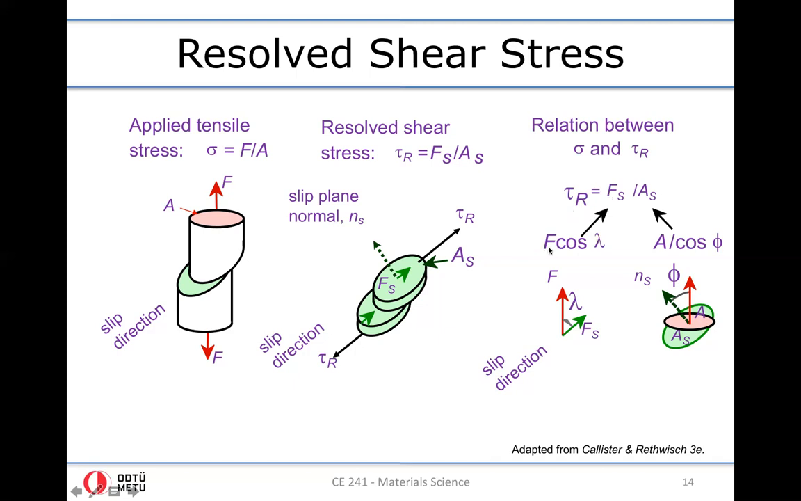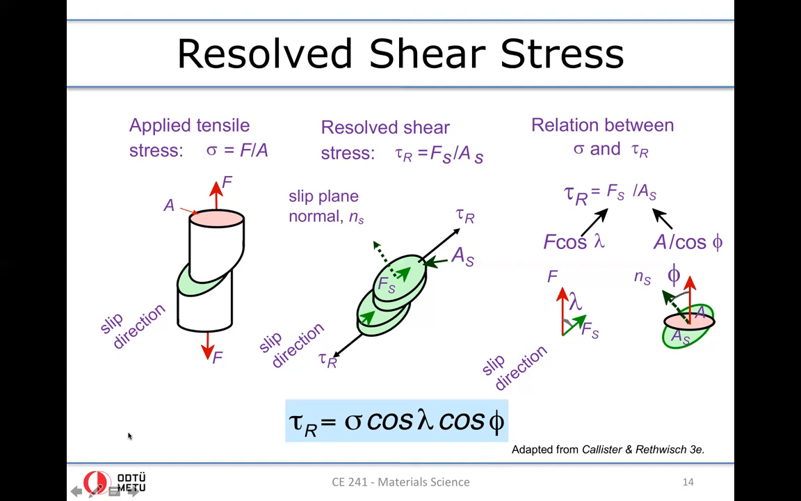So A_S is given by A over cosine phi. Fs is given by F times cosine lambda. So when you substitute this, obviously F over A is your sigma, and the cosine phi that appears in the denominator will move to the numerator, leading to a cosine phi factor here. All right, so this is what we call the resolved shear stress, and the magnitude of the stress will determine whether the slip will occur or not, because we also have the critical resolved shear stress, which is sometimes referred to as Schmid stress in the crystal plasticity literature, and we compare this stress value with that stress.